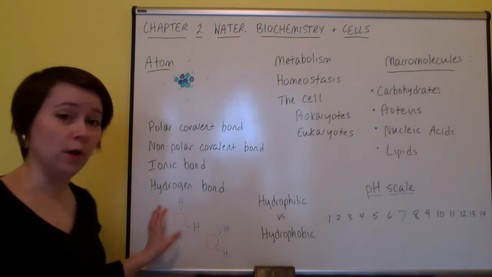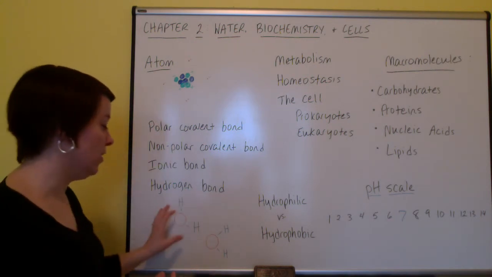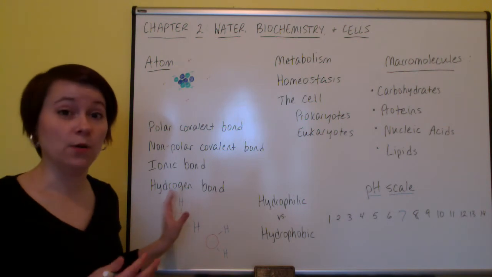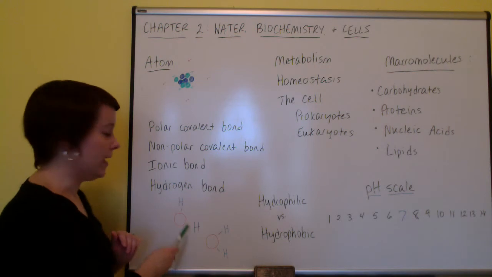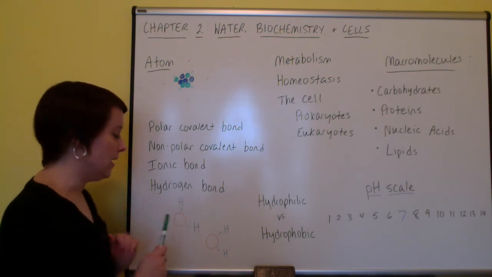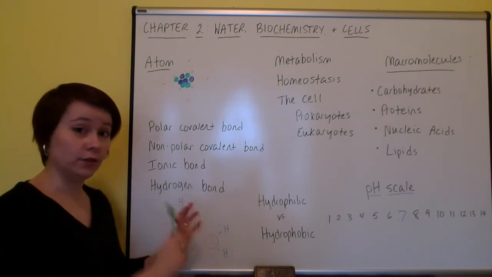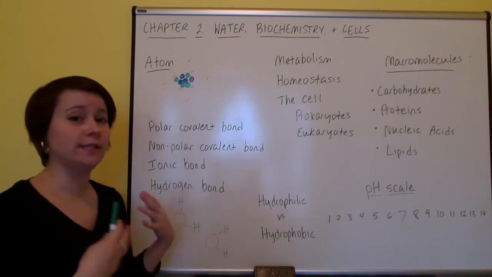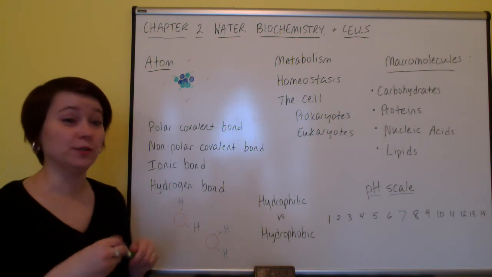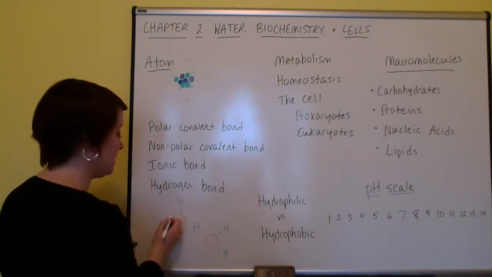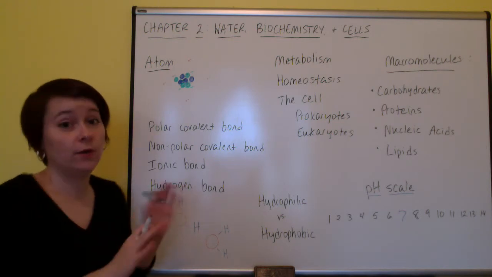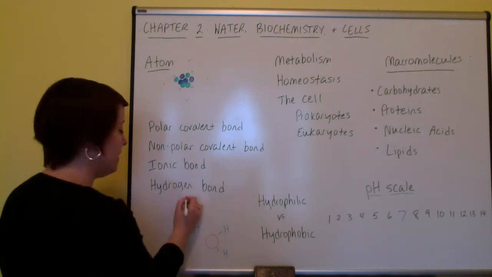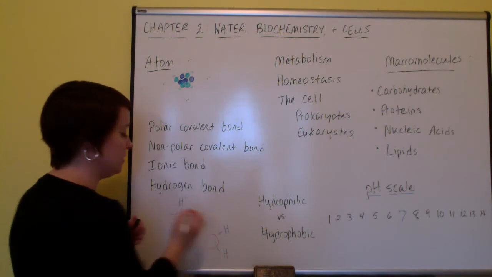So an example of a molecule that does that, a polar molecule, is a water molecule. A water molecule is made up of one oxygen and two hydrogens. Because of the way the electrons are shared, the oxygen tends to hog the electrons more. So the oxygen actually has a slightly negative charge, and the hydrogens, because they don't have the electrons as much, have a slightly positive charge, both of them.